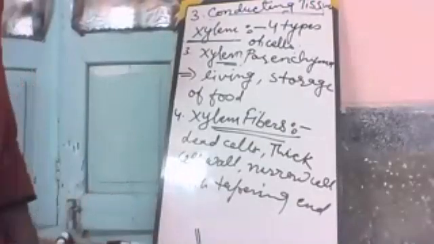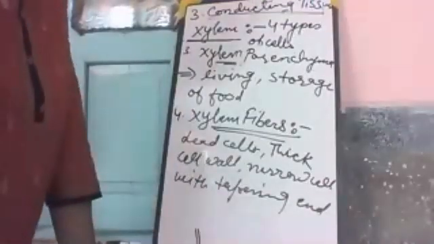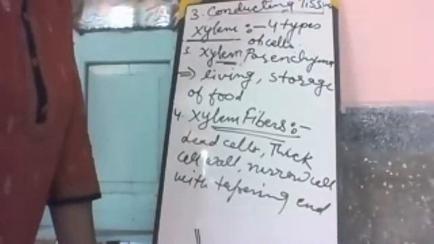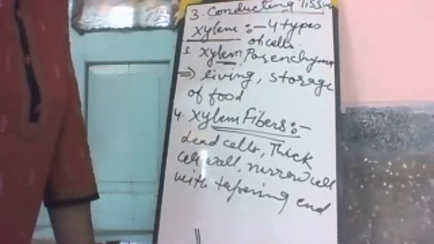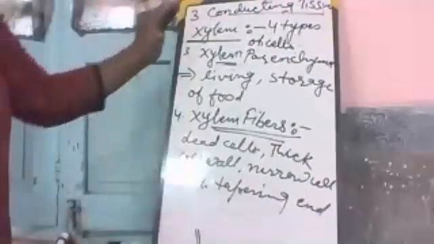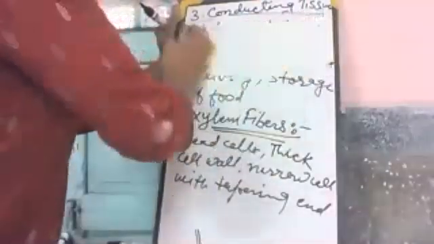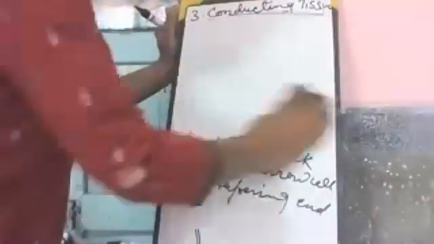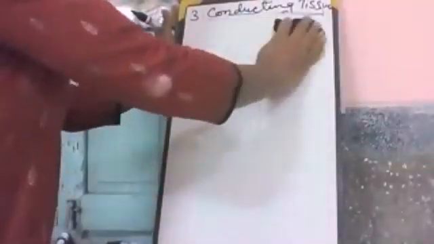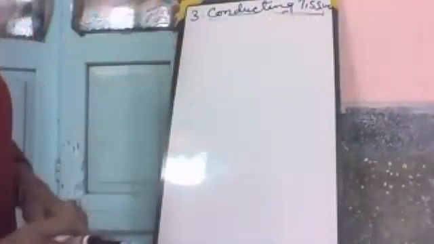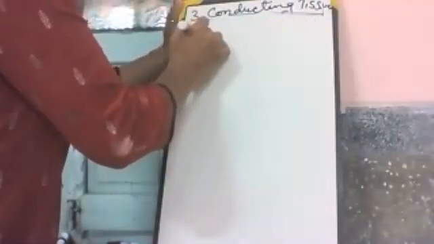Xylem parenchyma are soft in nature. They are living cells, and the function of xylem parenchyma is storage of food. Xylem fibers are dead cells having a thick cell wall, narrow with tapering ends. This is all about the xylem tissue, which is responsible for the conduction of water and minerals from the soil.